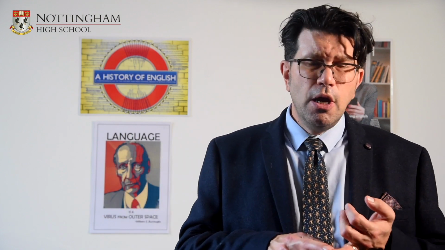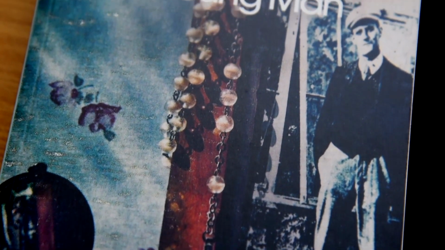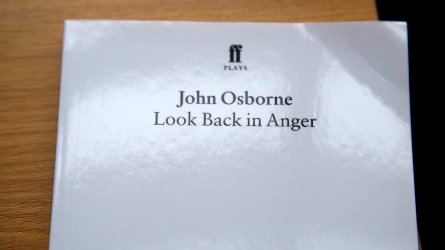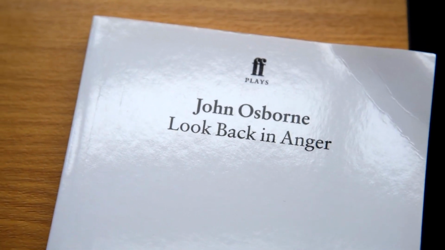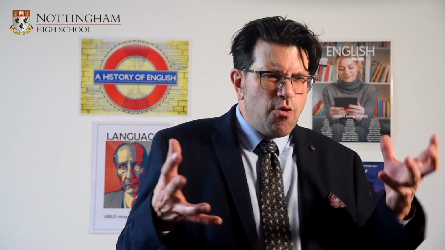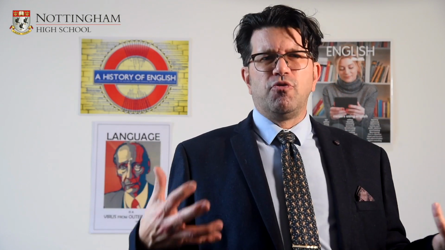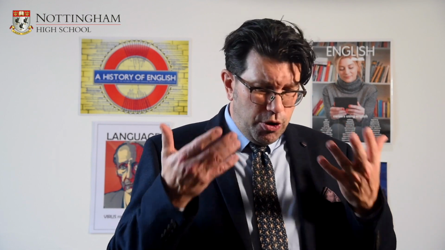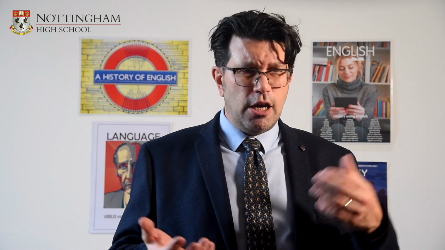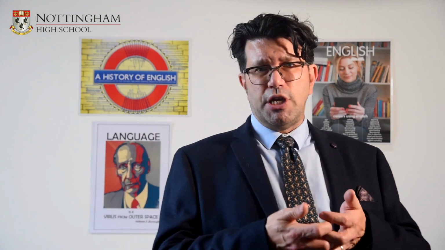Your second piece of coursework, we teach you two texts for this. We teach you A Portrait of the Artist as a Young Man by James Joyce, and we also teach you the seminal 1950s British drama Look Back in Anger by John Osborne. Both of them are looking at the idea of the angry young man, the young man that doesn't fit in, the young person that isn't really comfortable in their society. And again, you produce an essay where you compare these pieces, looking at a key theme, a key element, a key idea that links the two texts together.